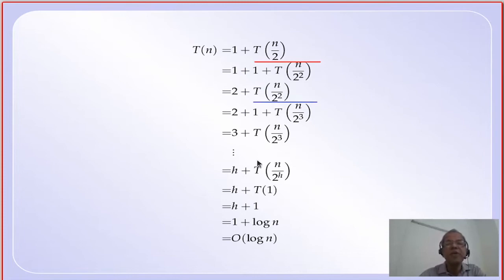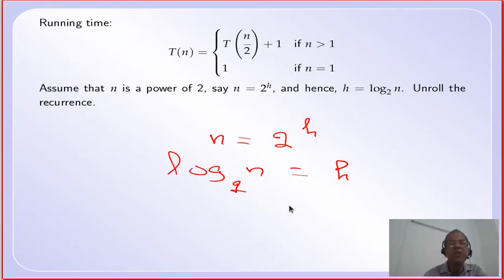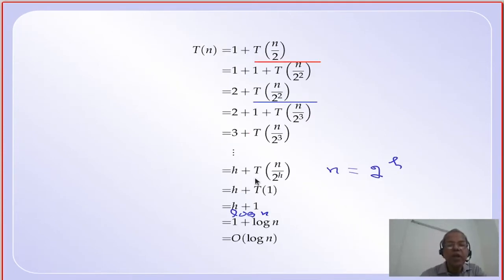You can see the pattern. Eventually it will become h plus T of n by 2 to the power h. This is 2, this is n by 2 squared. This is 3, it is n by 2 cubed. This is h, this is n by 2 power h. Now n by 2 power h is simply 1, because n is equal to 2 power h. Therefore, n by 2 power h is 1. T of 1 is a constant, therefore h plus 1. h is equal to log of n. We saw that in the previous slide. Log of n, of course, to the base 2, plus 1.